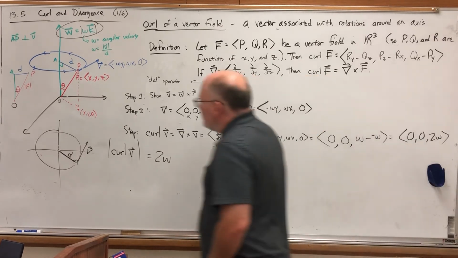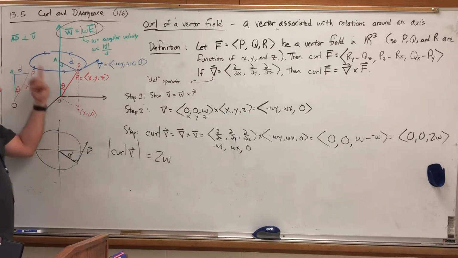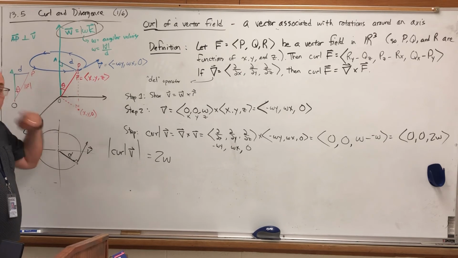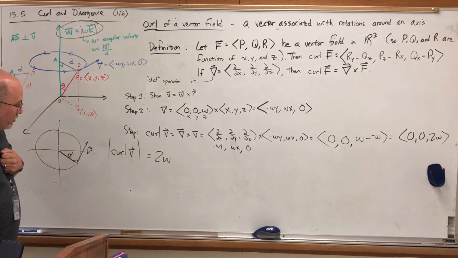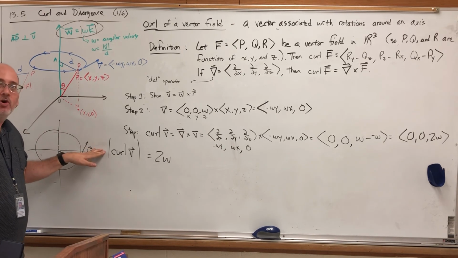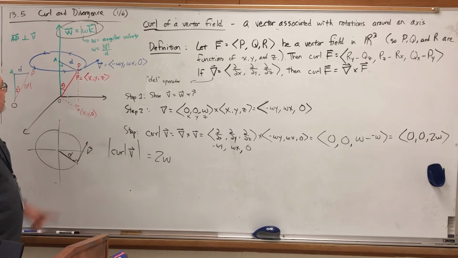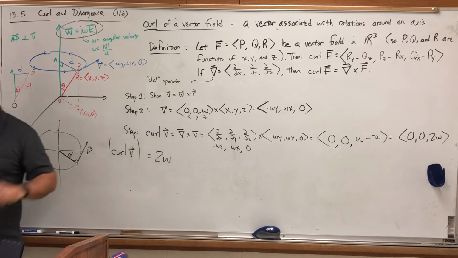So what that tells you is that this vector, the axis of rotation, tells us two things. Number one, it's the axis of rotation. Number two, twice its magnitude is the angular velocity of the points going around the axis, or vice versa, half the magnitude of the curl represents the angular velocity. So an intimate relation between the axis of rotation and its magnitude relative to angular velocity.